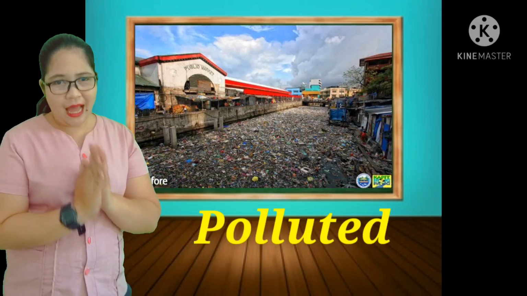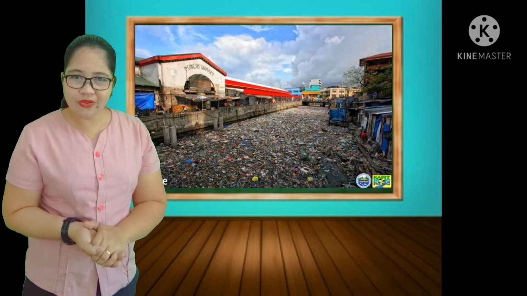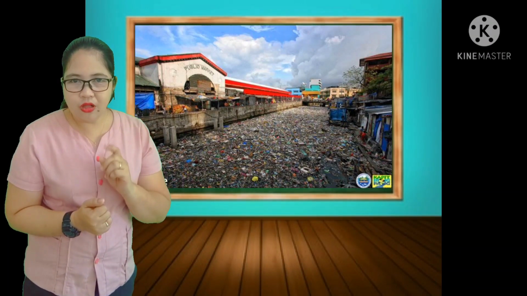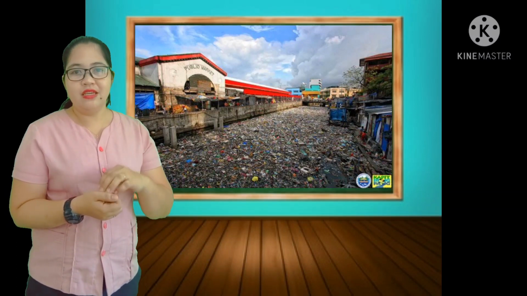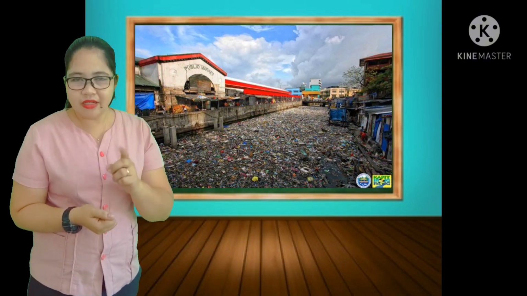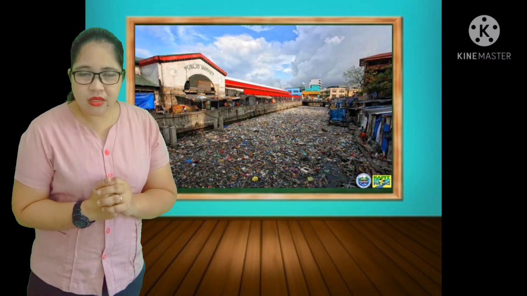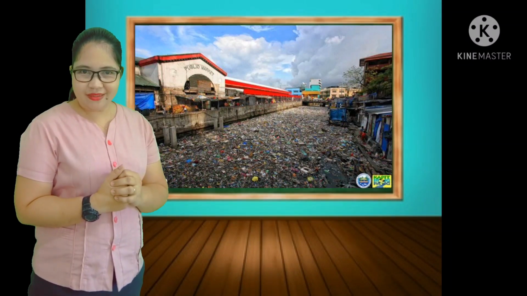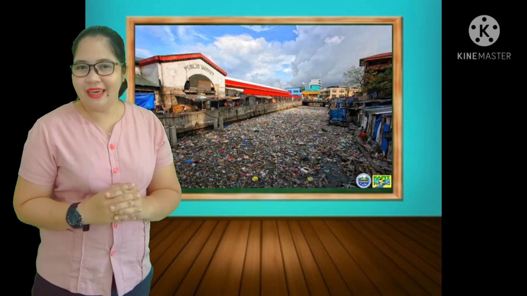So what will happen if all the rivers become polluted? Yes, if all the rivers become polluted, all living things in that river or in those bodies of water will die. Okay, so as students, do you think you will help to prevent these things from happening? Yes, of course, you may help.